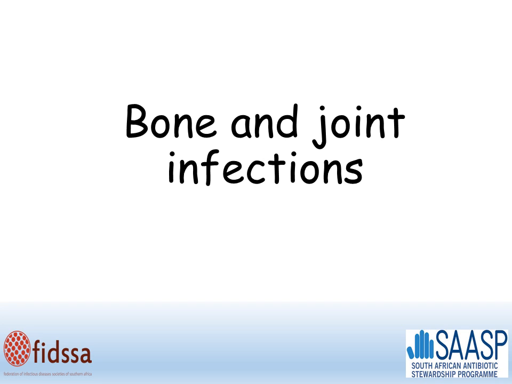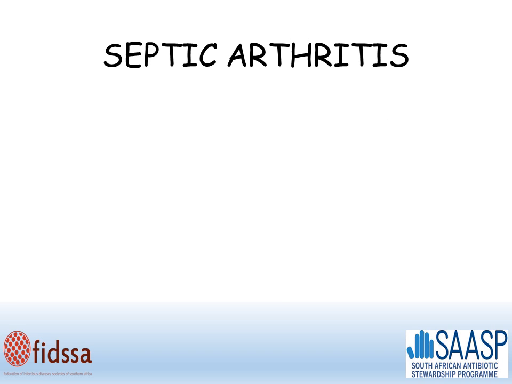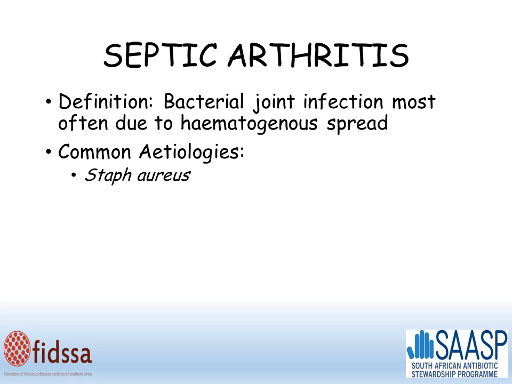This lecture is on bone and joint infections, specifically septic arthritis and osteomyelitis. Beginning with septic arthritis, the definition is that of a bacterial joint infection, most often due to hematogenous spread. And these are the common etiologies.